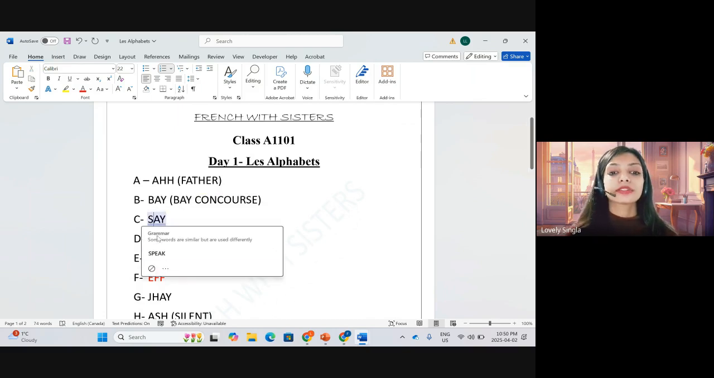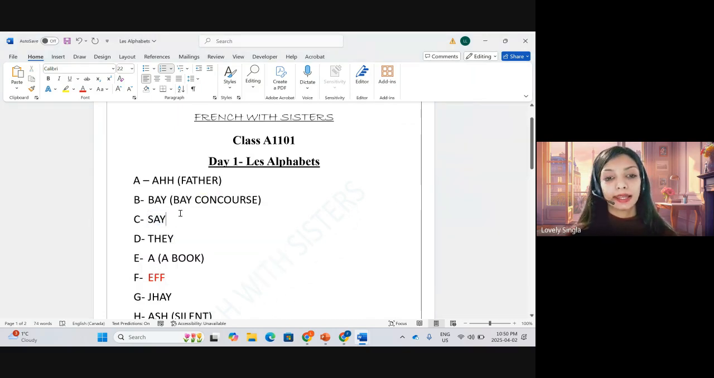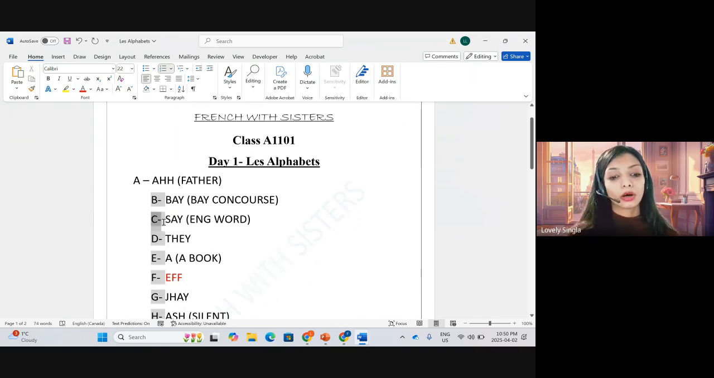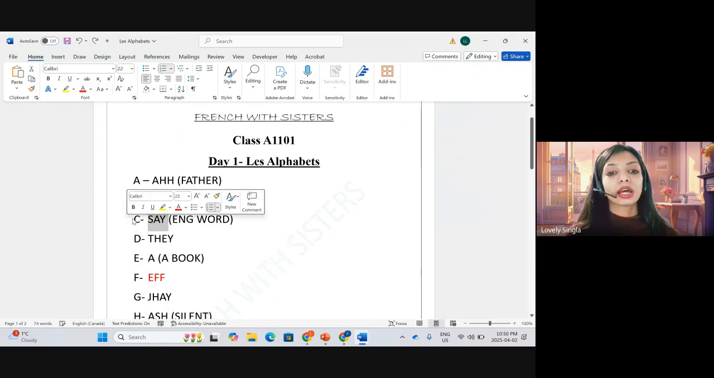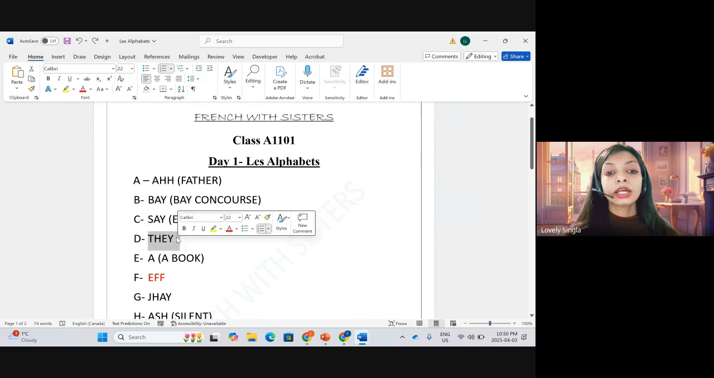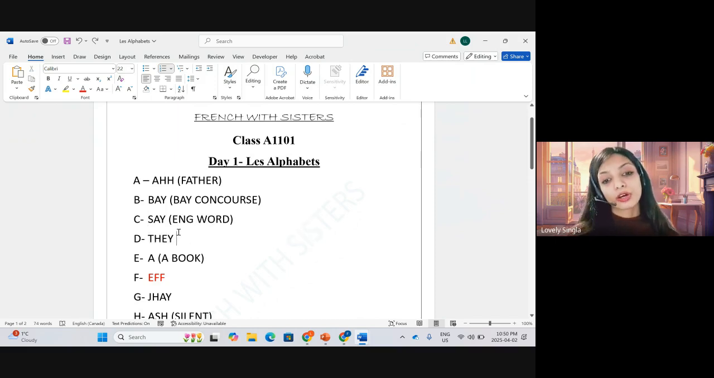Then we have C as say, which means speak. When you say in English, say something, speak something, right? So you can remember this using this English word. C is say. Then we have D, which is they. They again is an English word which is used to refer to a group of people, group of students, group of teachers, group of boys, or any group basically. So you can remember the pronunciation of D using this English word, they.